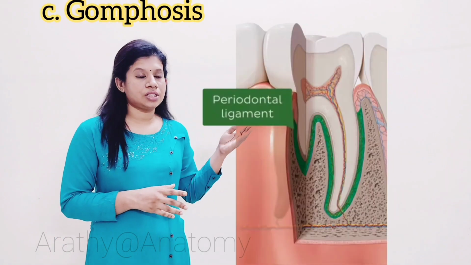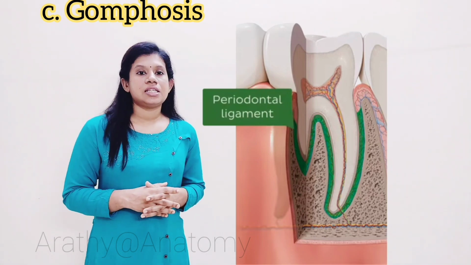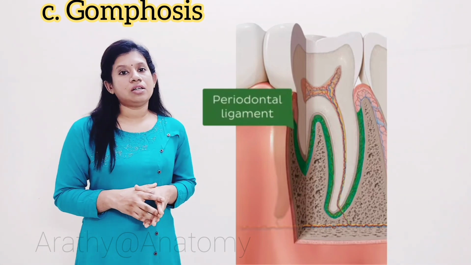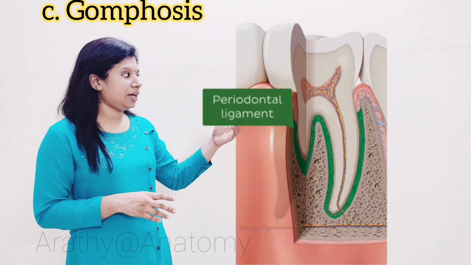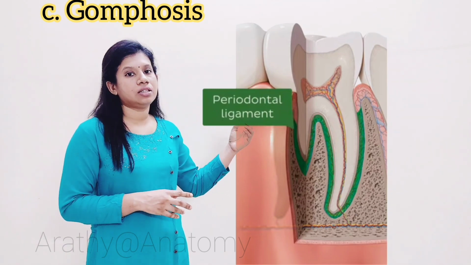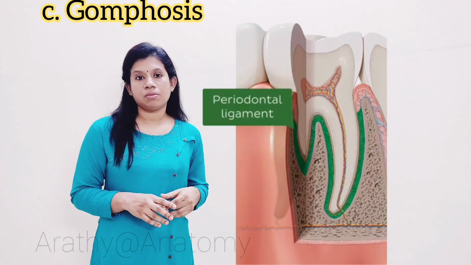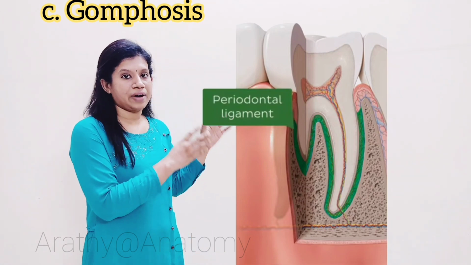The last one is called gomphosis. In the diagram you can see this is a peg and socket junction between the tooth and its socket. The periodontal ligament connects the dental element to the alveolar bone. So that is about the fibrous joint.